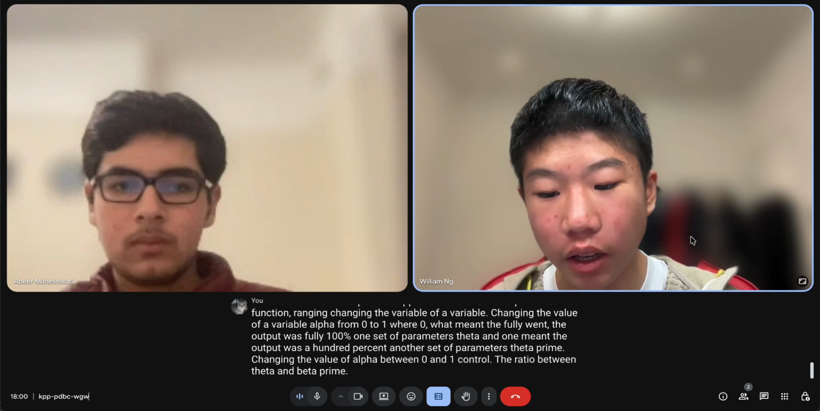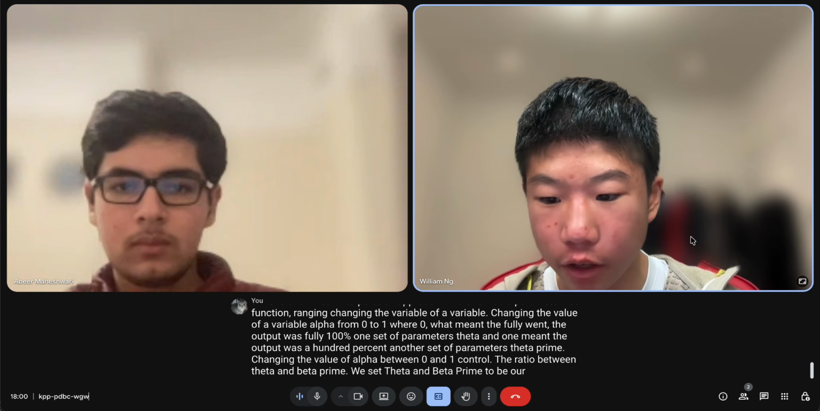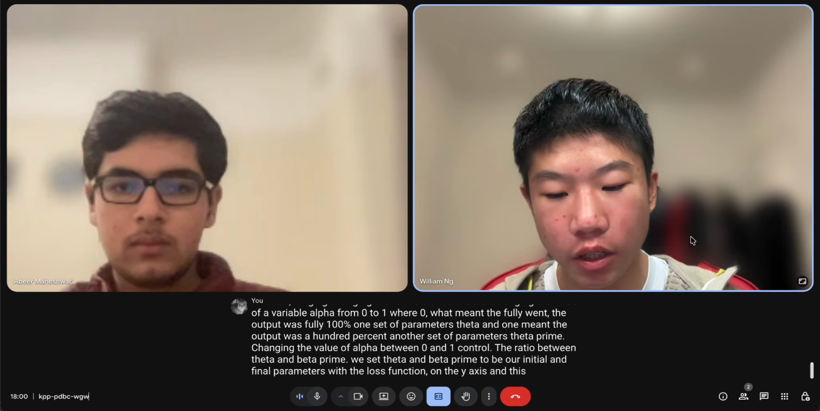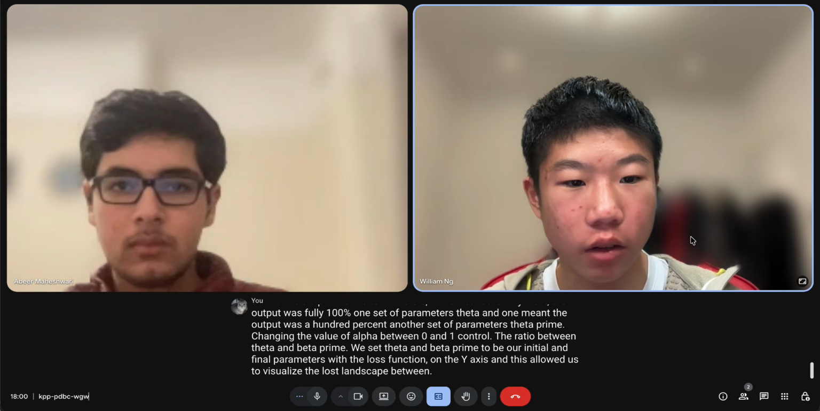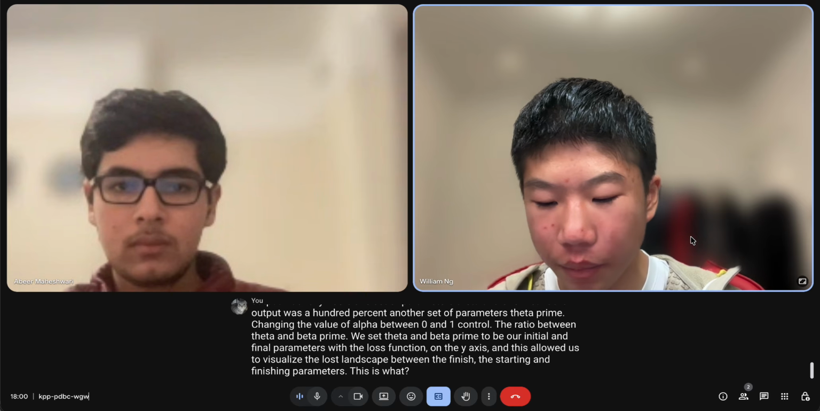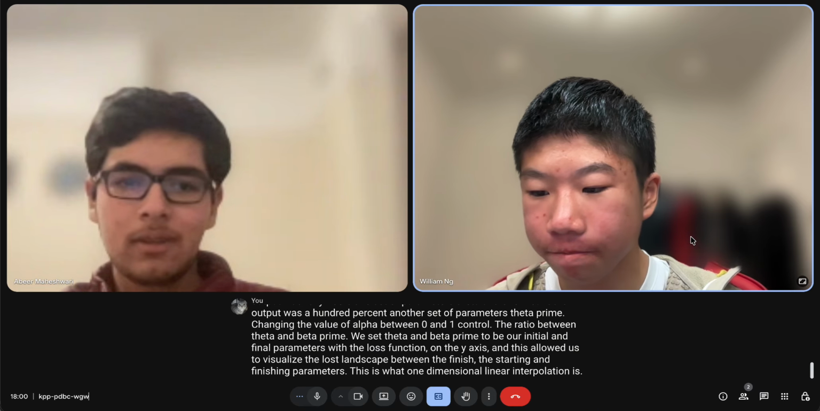We set theta and theta prime to be our initial and final parameters with the loss function on the y-axis, and this allowed us to visualize the loss landscape between the starting and finishing parameters. This is what one-dimensional linear interpolation is.